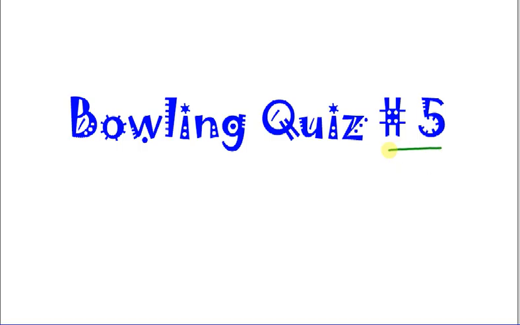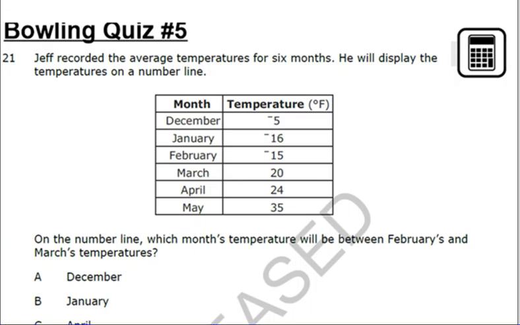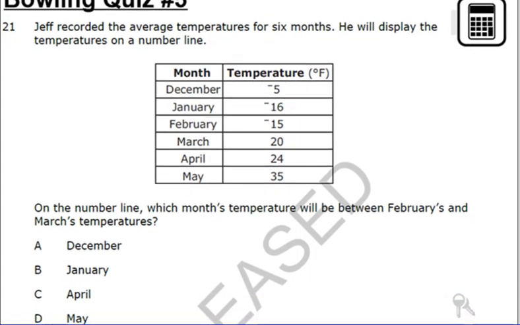Right, we are looking at bowling quiz number 5. Once you've completed this quiz, you are halfway to the end. Congratulations. Let's look at the first problem. You'll notice that this is calculator active, so you get your calculator back for this one.